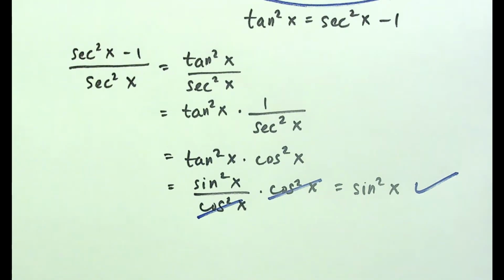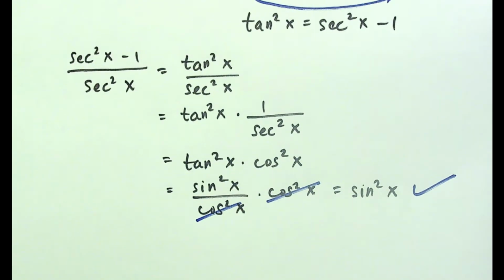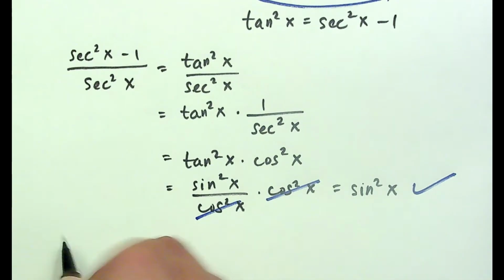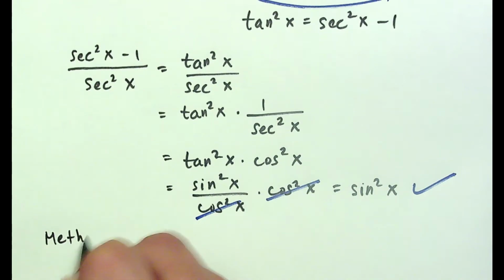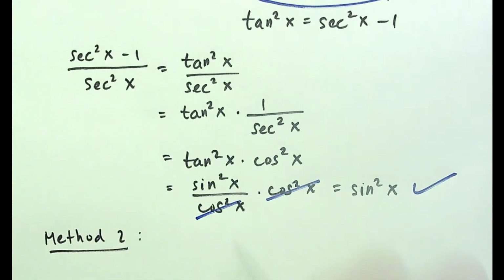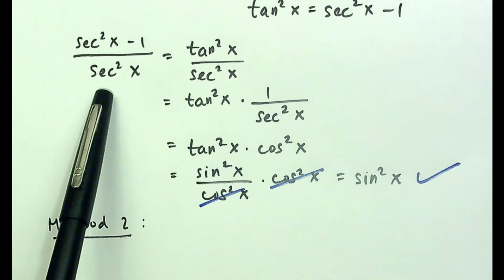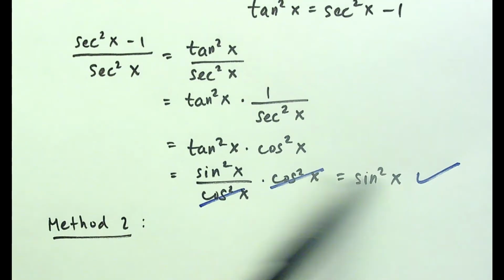Okay, so that's one way we could have started. Now let's do it a different way. So let's call this one method 2. What other way could we have started on the left-hand side to get here?